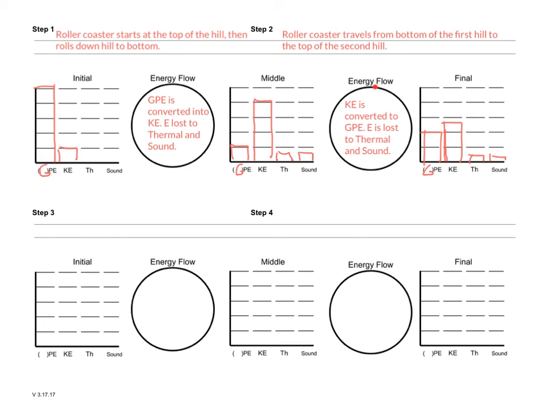And lastly, in our energy flow, we could describe this by saying that kinetic energy is converted to gravitational potential energy, and we have energy that is lost to both thermal and sound. If you wanted to, you could continue this process, label more parts on the roller coaster, and continue to track the energy flows, but I'm going to end it here because I think you've got a pretty good grasp of what is going on.